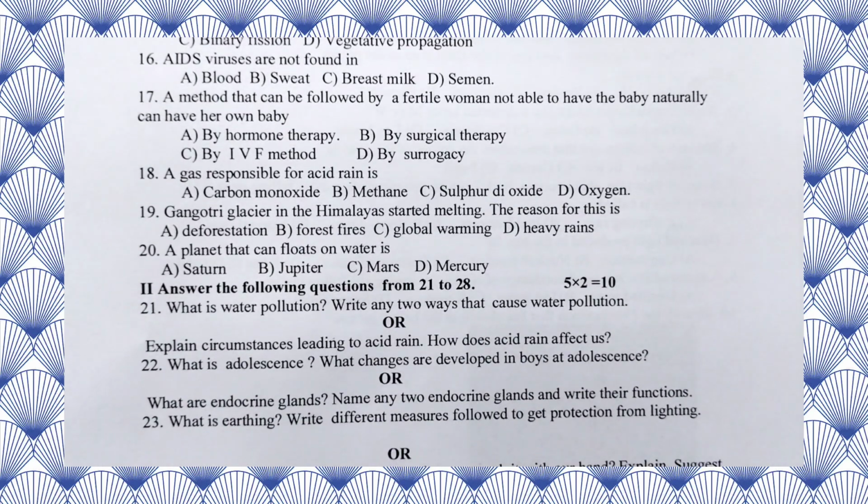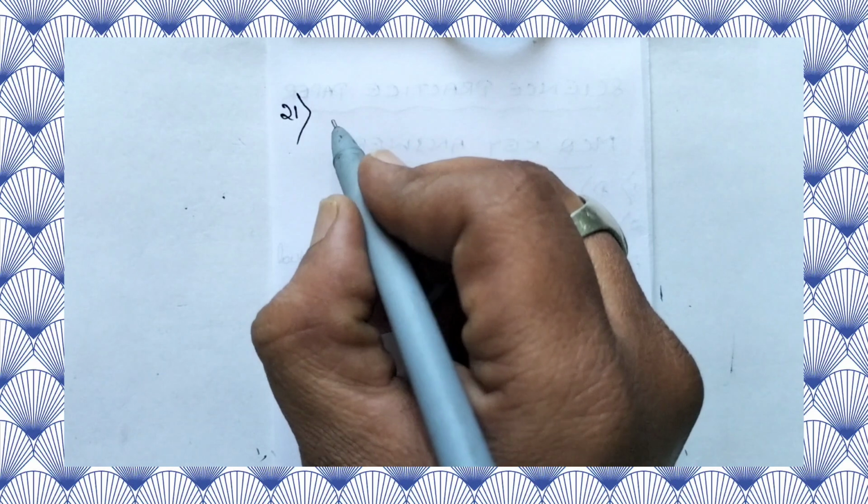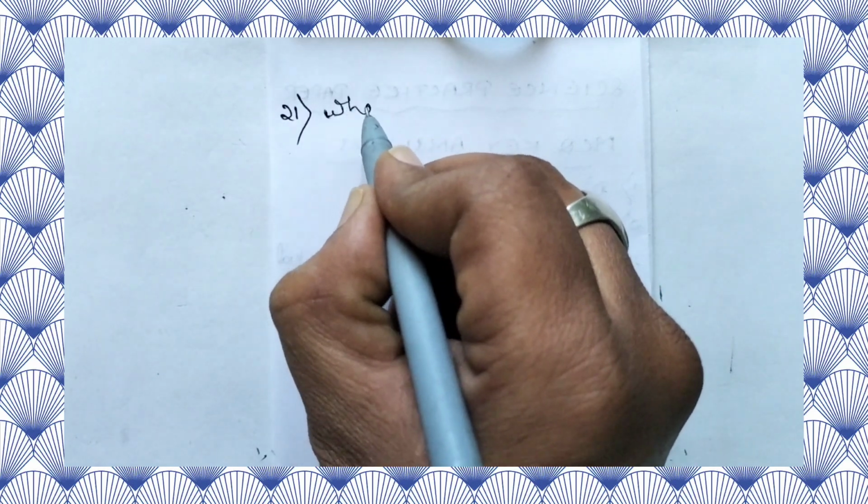What is water pollution? Write any two ways that cause water pollution. Then there is one more question: explain circumstances leading to acid rain. How does acid rain affect us? So now let us answer the descriptive questions. First, what is water pollution?